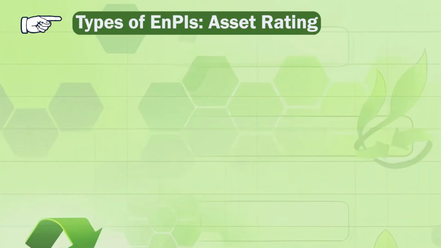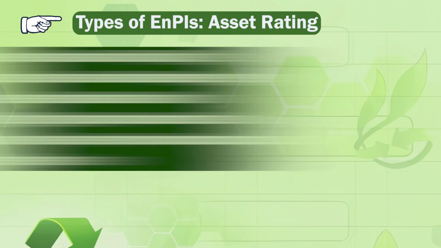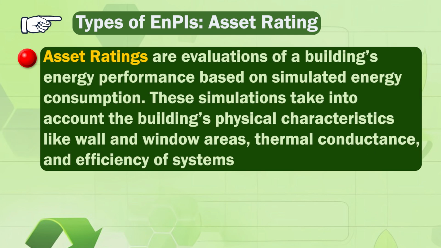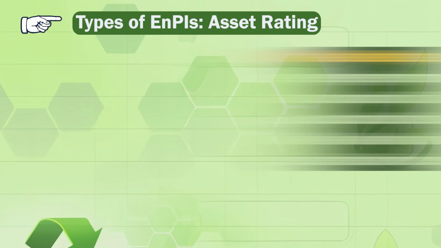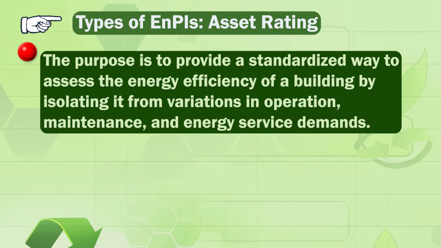First is asset rating. Asset ratings are evaluations of a building's energy performance based on simulated energy consumption. These simulations take into account the building's physical characteristics like walls, windows, areas, thermal conductance and efficiency of systems. The purpose is to provide a standardized way to assess the energy efficiency of a building by isolating it from variation in operation, maintenance and energy service demand.